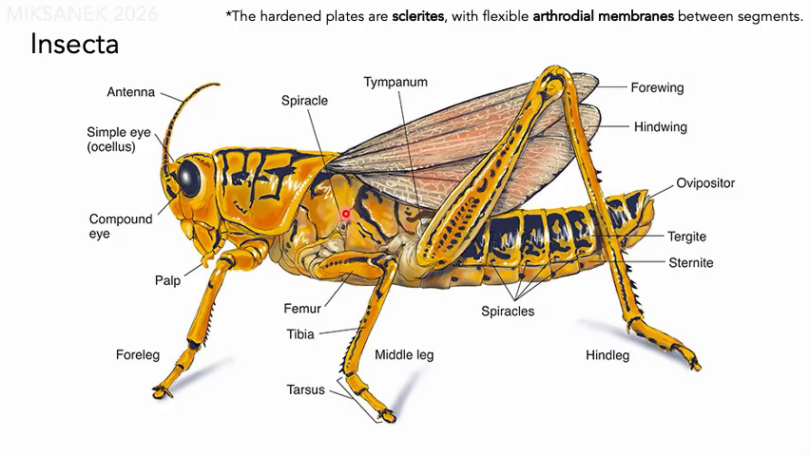Another term I wanted to throw out right away as well is that the hardened plates that you're seeing on either the dorsal or ventral surfaces, or even some of these lateral plates that you might see here on the thorax, are called sclerites. If they're dorsal, we call them tergites, and if they're ventral, we call them sternites. Between these plates, there is soft cuticle, flexible arthroidal membrane.